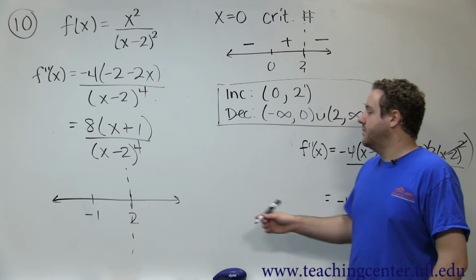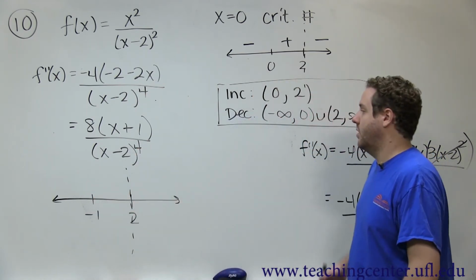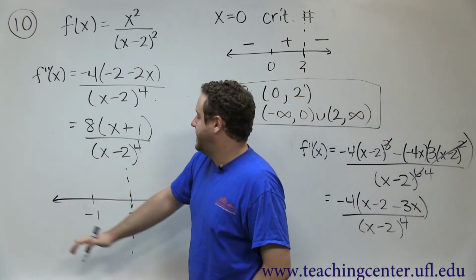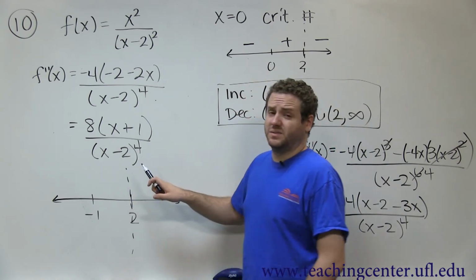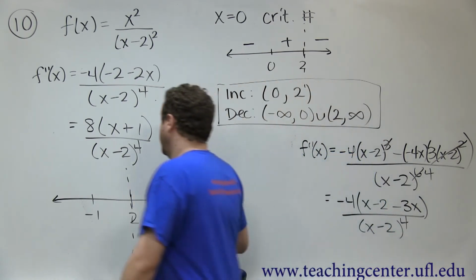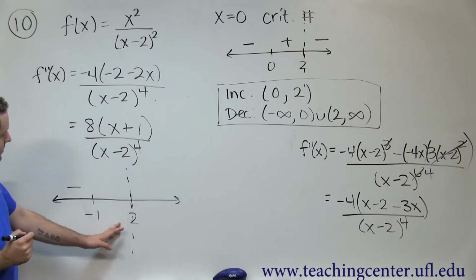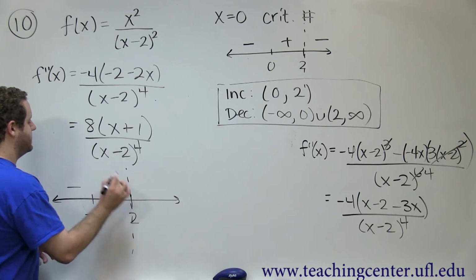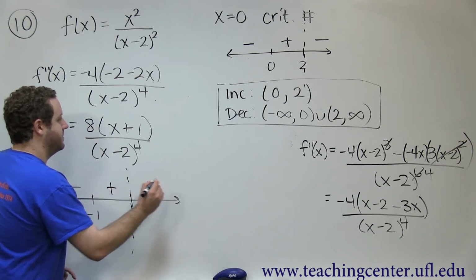So to check concavity, again, we're just going to test points in each interval, or pick numbers and plug them back into this. So if we choose something less than -1, the top would be negative. The denominator here is always positive because it's raised to the 4th power, so we don't have to keep checking that. So this is going to be minus. Something in between -1 and 2, like 0: numerator is positive, denominator is positive, that's positive. And something bigger than 2, numerator is positive, denominator is positive.